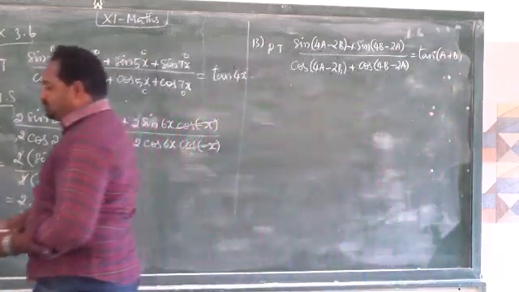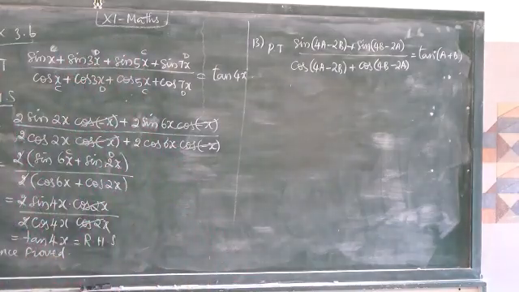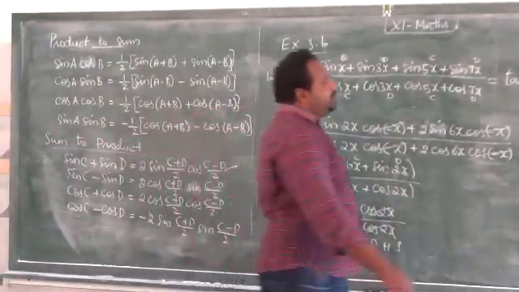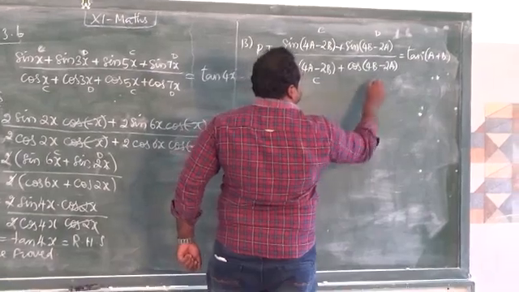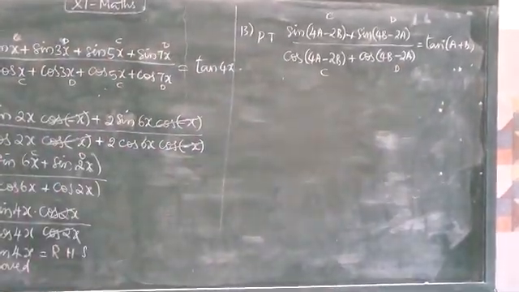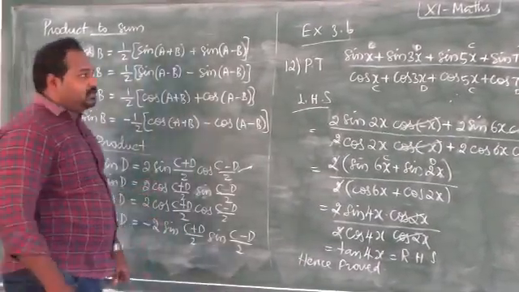So here also we are going to use the sum to product identity. Here the first, sin(4a minus 2b), I am going to consider it C, and this is D. Same like that in the denominator, this is C, this is D. The sin C plus sin D formula is 2 sin (C plus D) by 2 cos (C minus D) by 2.